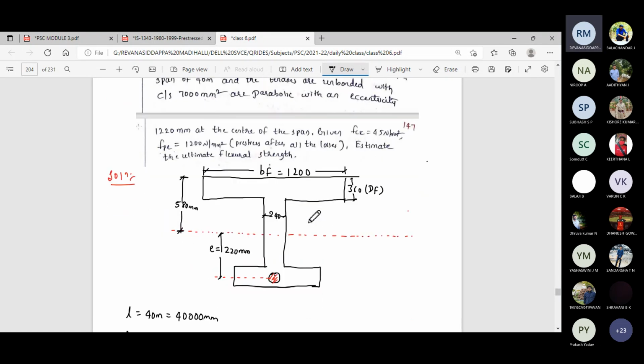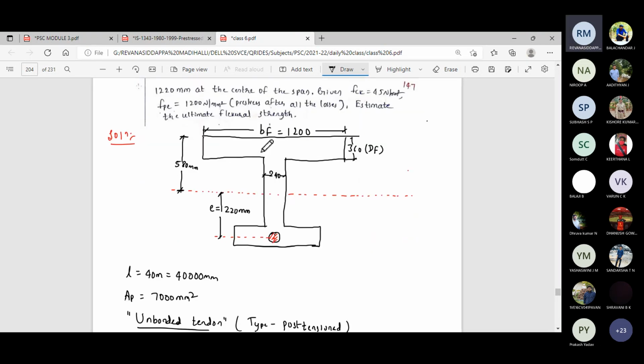Then FCK is given as 45 Newton per mm square. FP is given as 1,200 Newton per mm square, which is nothing but pre-stress after all the losses. See here in the problem, the depth is not given, but it is indirectly given. How it is given? Distance of centroid from the top fiber is given, and distance of pre-stressing steel or eccentricity of the pre-stressing steel from the centroidal axis is also given. Using these two data, you can assess effective depth.